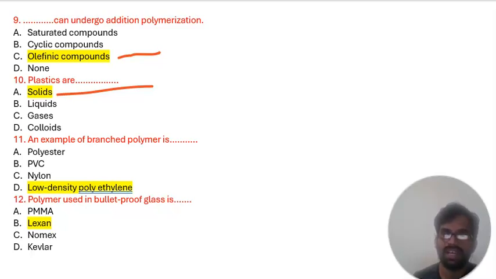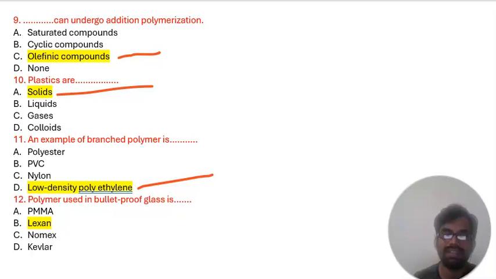11th bit, dash is an example of branched polymers. The options are branched polymers, homopolymers, copolymers and so on. Here it asks for an example of branched polymers. Here are the four options. Low density polyethylene is the right answer for branched polymers.